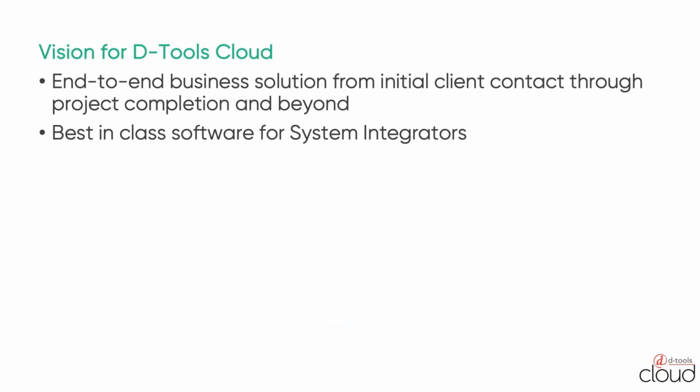So before I jump into the roadmap and some of the features we're currently working on, I wanted to talk about the DTools Cloud company vision we have had since launching the product. When we launched, our goal was to make an end-to-end business solution from initial client contact through project completion and beyond. And we didn't want to just build it, but we also wanted to make it best in class. And so as we launched into the market, I'm happy to say we've built a best-in-class quoting proposal solution. As we look into the future, we will expand into building a best-in-class project planning and execution.